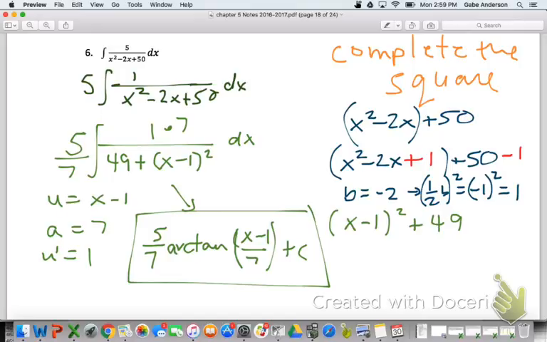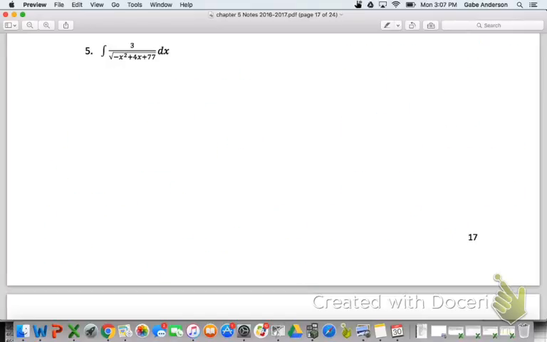Let's do one more. Can we do one more? This one is, as you can see, just a touch different. What would you do first, though? Before you complete the square, you have to get the 3 out of there, right? So get the 3 out.